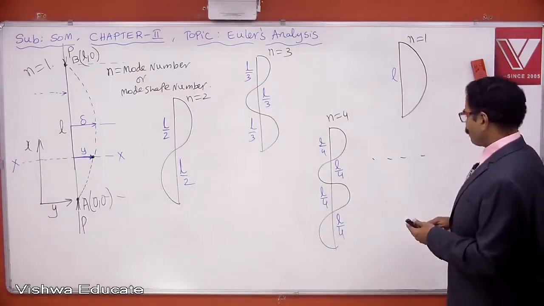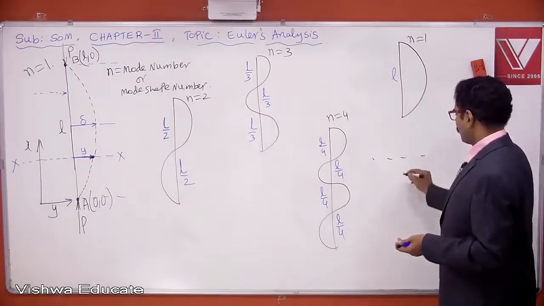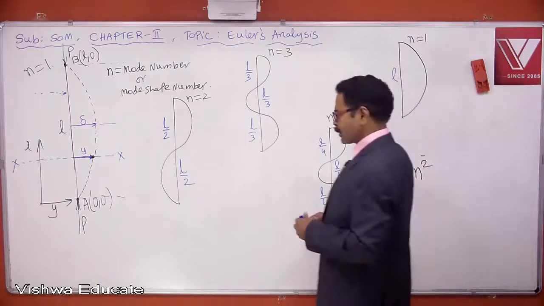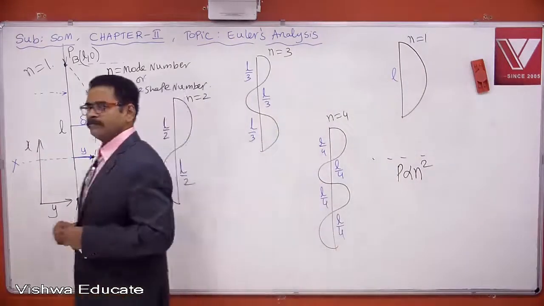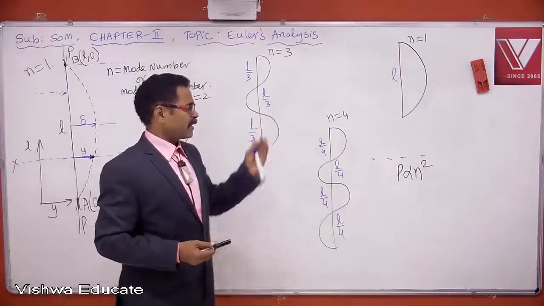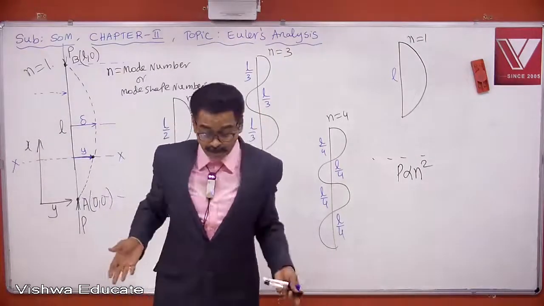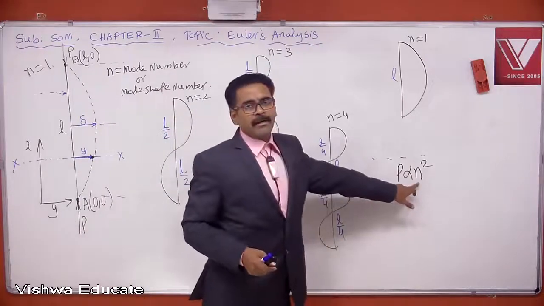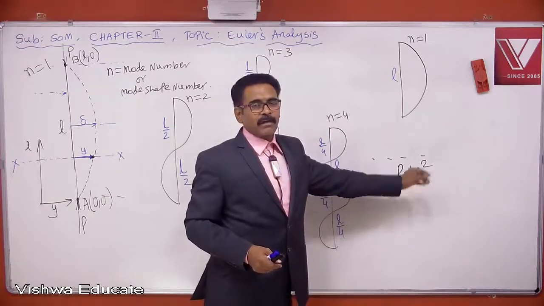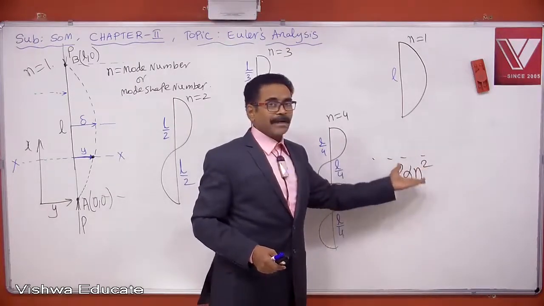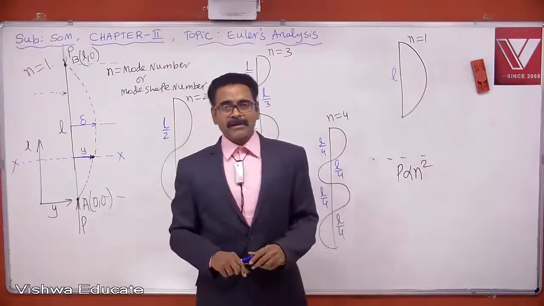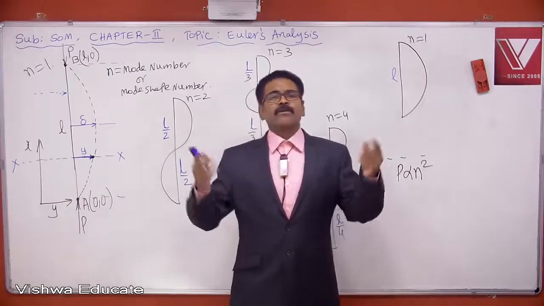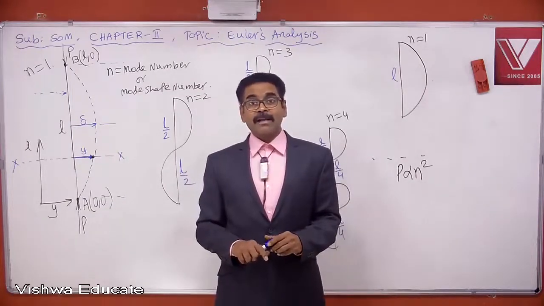We clearly know P is proportional to n square. Euler's critical load is proportional to n square. If you increase n, critical load will multiply. Now, for example, if n is double, critical load becomes 4 times. If n is triple, critical load is 9 times. If n is quadruple, critical load becomes 16 times. So by increasing mode number, the critical load is getting multiplied.